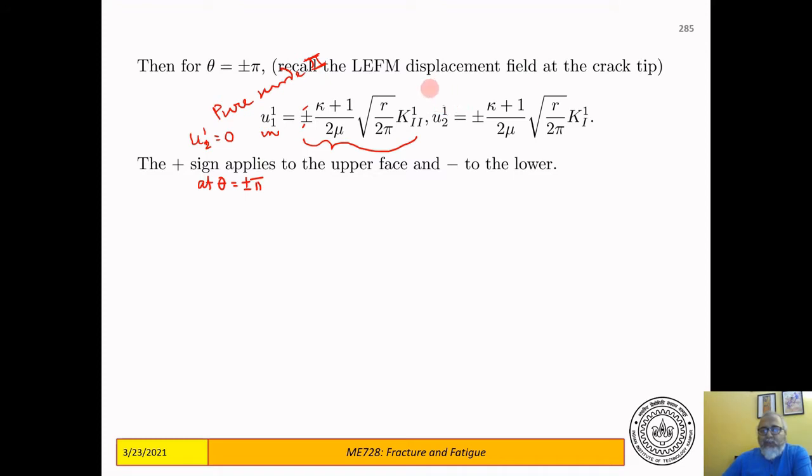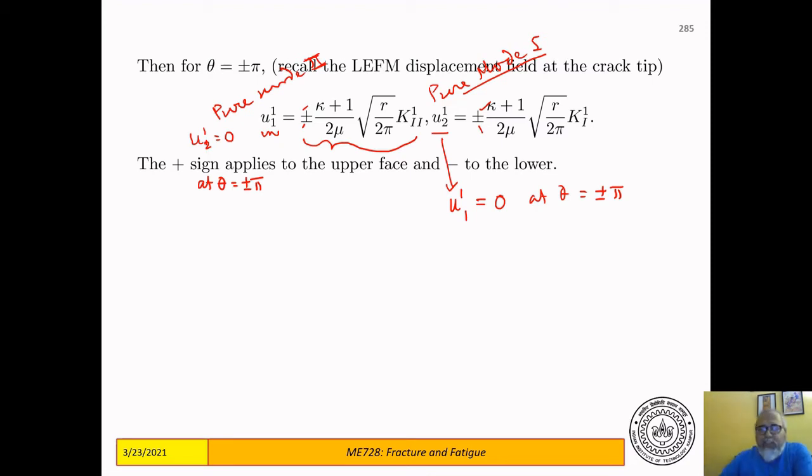Similarly, this is for pure mode 1. U_2^1 is this, again plus is for the upper crack face, minus is for the lower crack face, and U_1^1 is equal to 0 at theta equal to plus minus pi. You can easily verify this if you go back to your general expressions for the displacements that we gave many weeks ago when we did LEFM and the Williams solution.